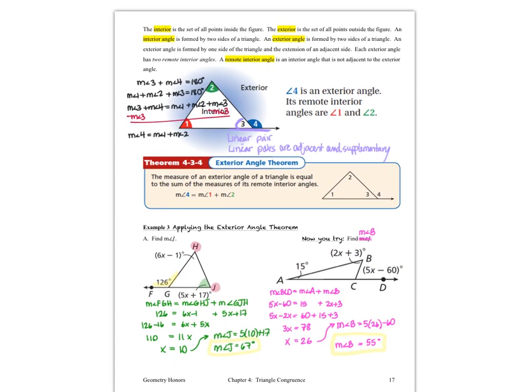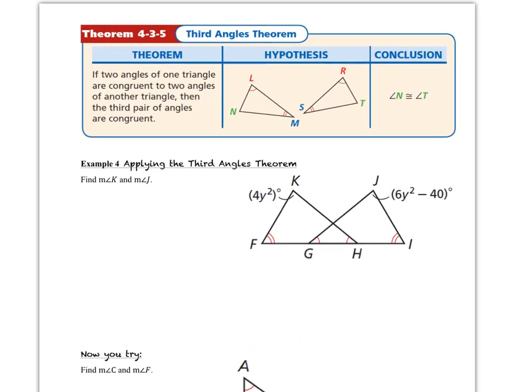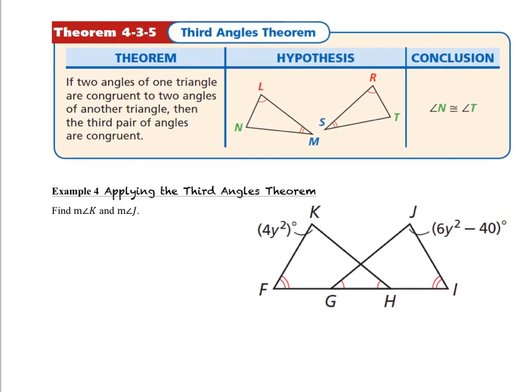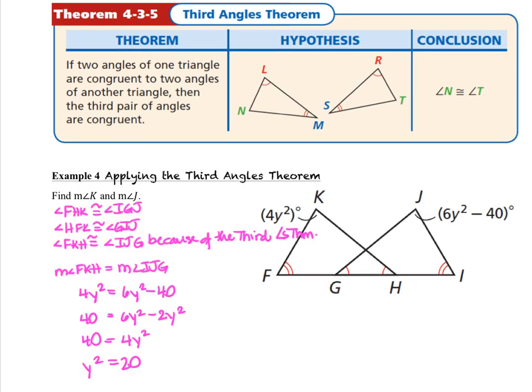And now we've got another theorem, the third angles theorem, and this one is pretty intuitive because it says if you have two pairs of congruent angles on two different triangles, then the third angle needs to also be congruent. And we can see the tick marks on the triangles telling us that we have two pairs of congruent angles. Knowing that means that by the third angles theorem, we know that the third angle is also going to be congruent. So we can write down the measure of angle K is equal to the measure of angle J.